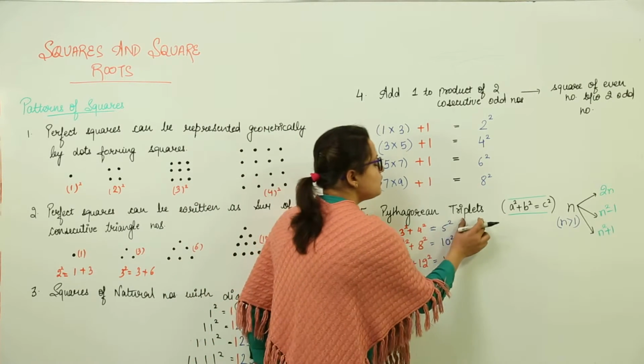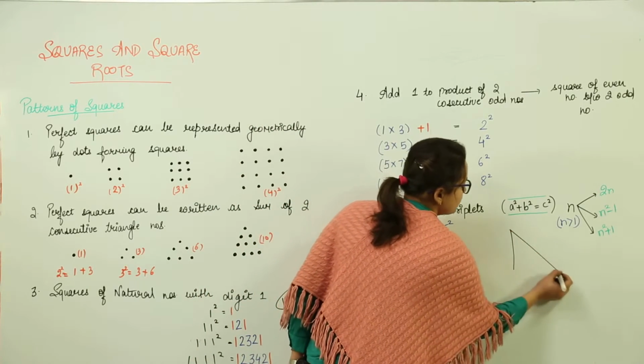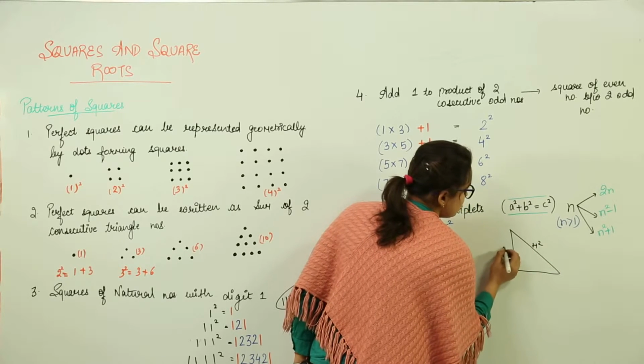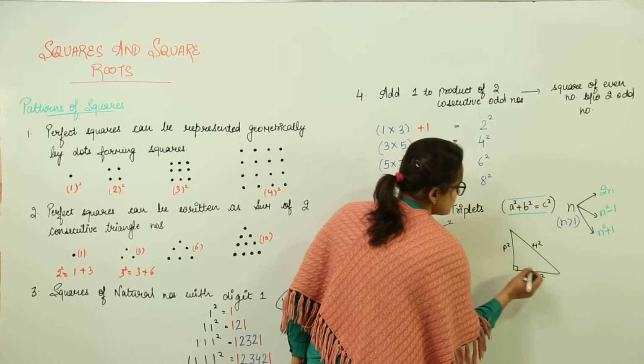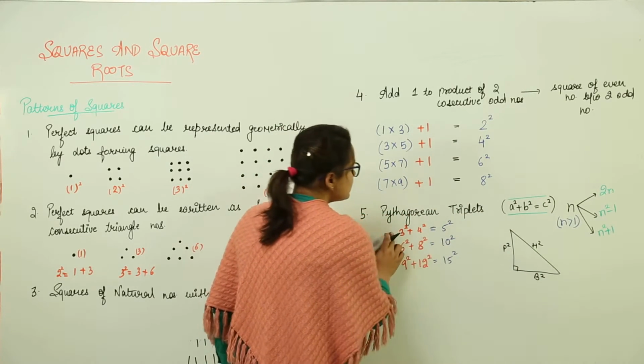The last one is Pythagorean triplets. By Pythagorean triplets I mean, as we have studied the Pythagoras theorem. What was the Pythagoras theorem? That the hypotenuse square is equal to the perpendicular square plus base square. That is the Pythagoras theorem.